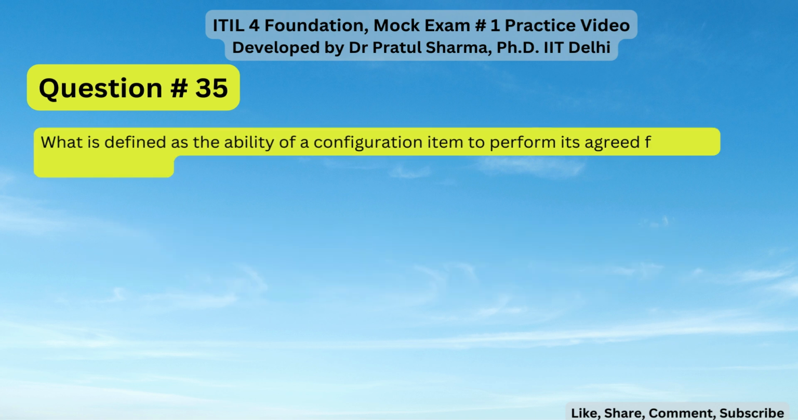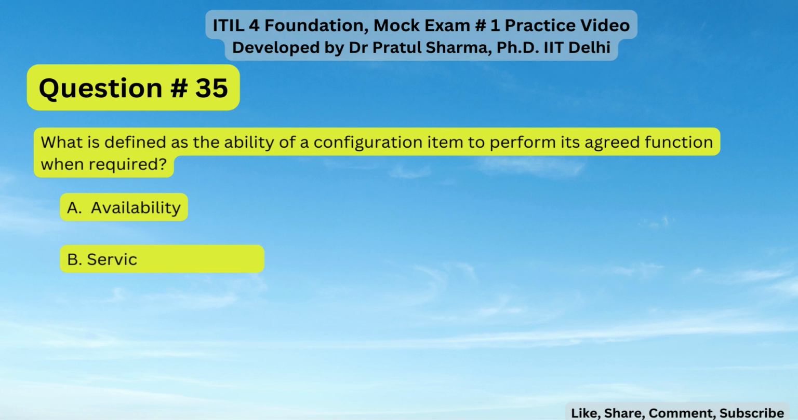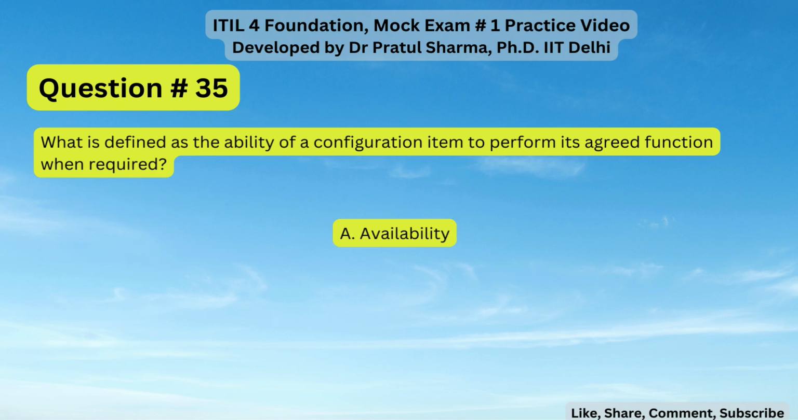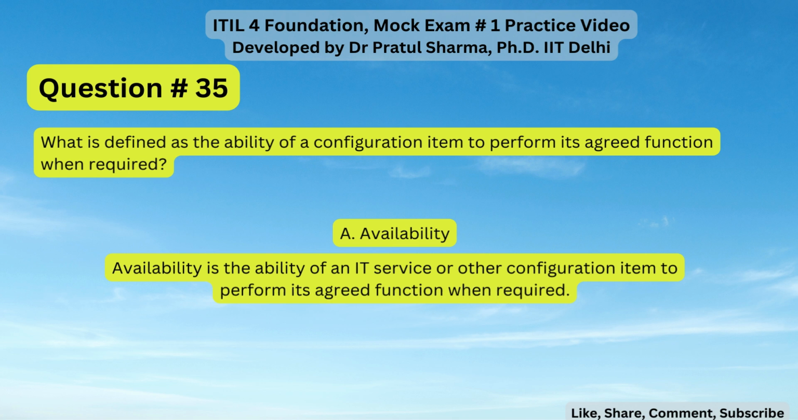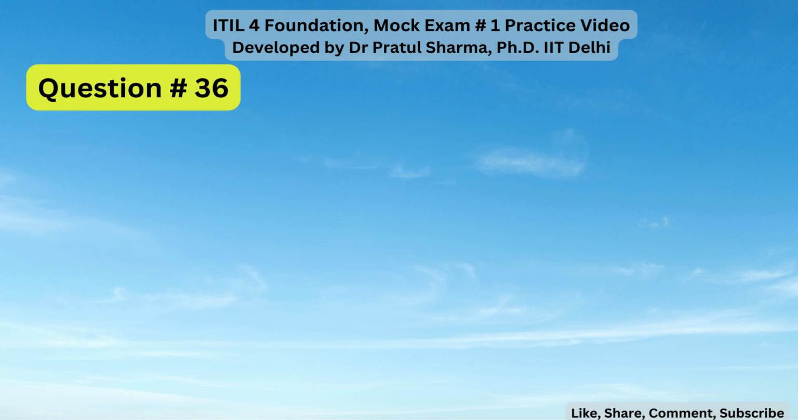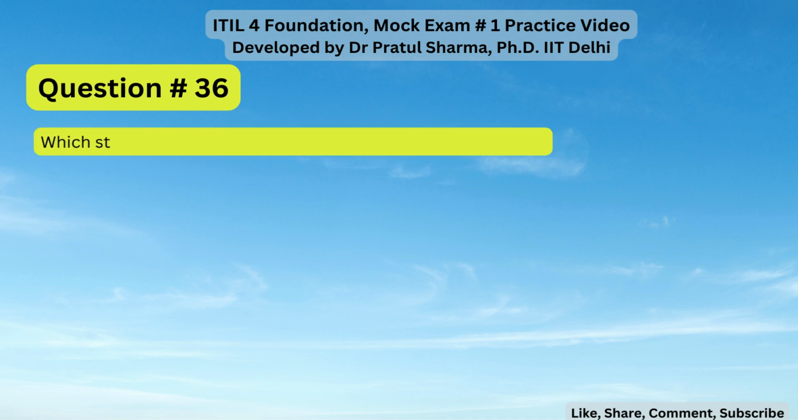Question number 35. What is defined as the ability of a configuration item to perform its agreed function when required? A. Availability. B. Service management. C. Event. D. Known error. A. Availability. Availability is the ability of an IT service or other configuration item to perform its agreed function when required.